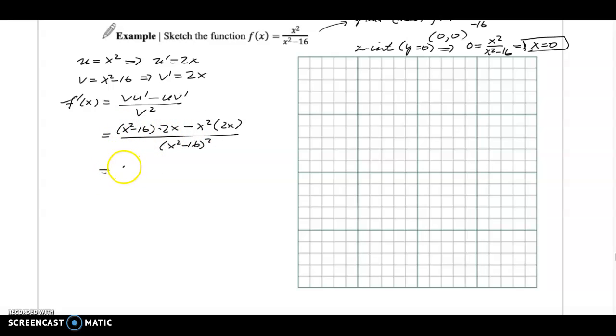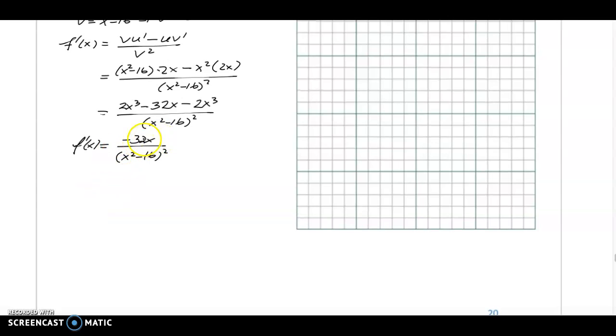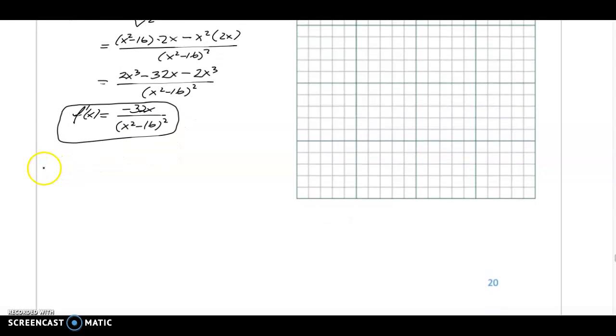So reduce the top. Then we're going to just have 2x cubed minus 32x minus 2x cubed, all over x squared minus 16 squared. This is then going to be minus 32x all over x squared minus 16 squared. There we go. So this is our first derivative. And you know what? This will do it for us. We won't need to do anything else other than that one.